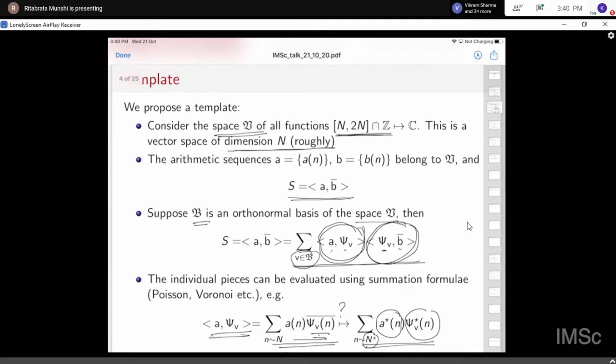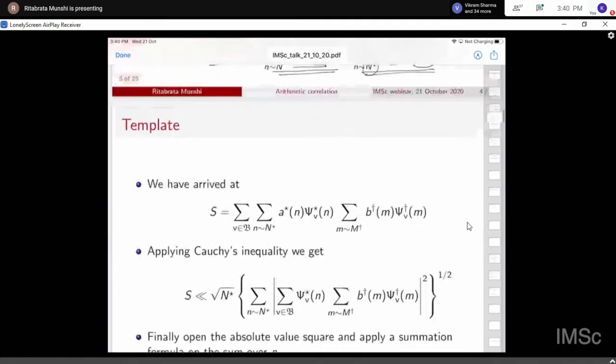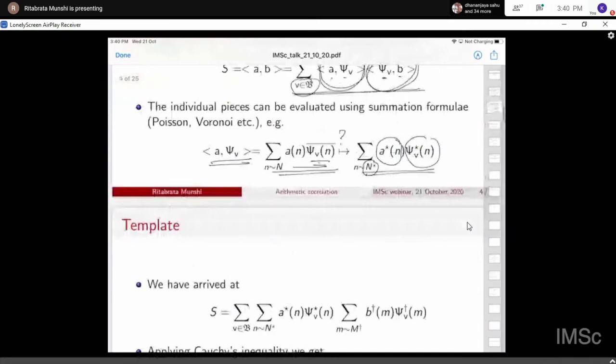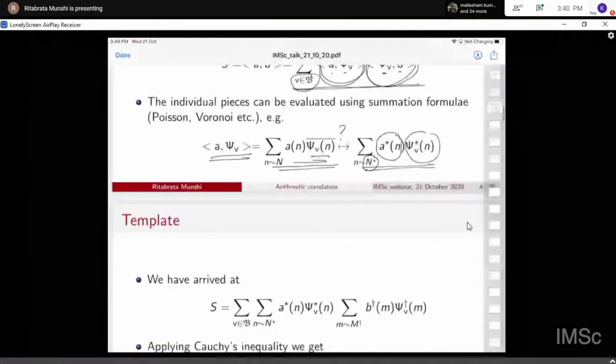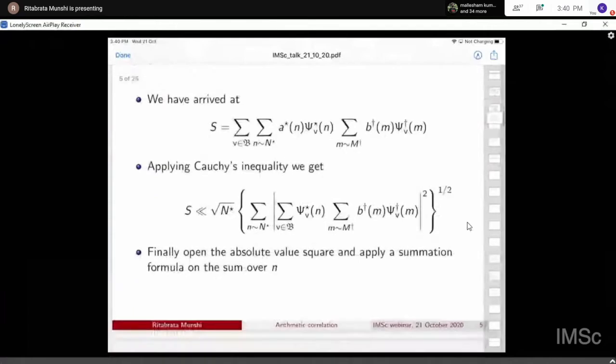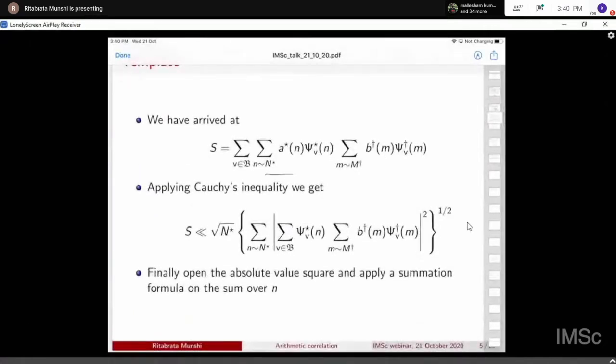Anyway, once I apply this summation formula to both of them, then the original sum gets transformed into something like this.